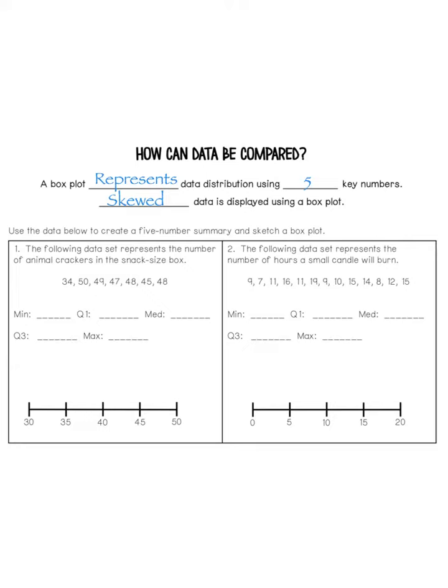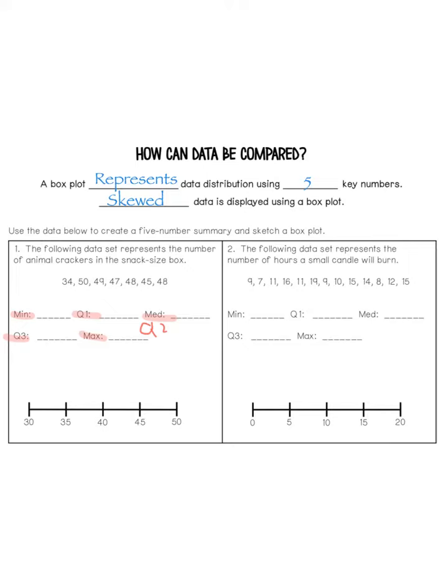So question 1, the following data set represents the number of animal crackers in the snack size box, and we need to find the 5-number summary. The 5-number summary is the minimum, the maximum, quartile 1, the median or quartile 2, and quartile 3. Quick note here, the median may also be listed as quartile 2.